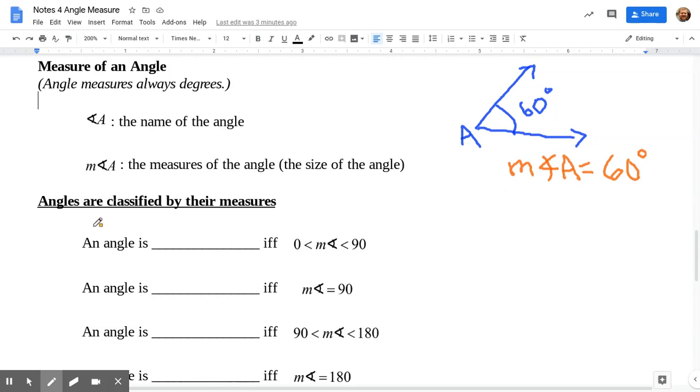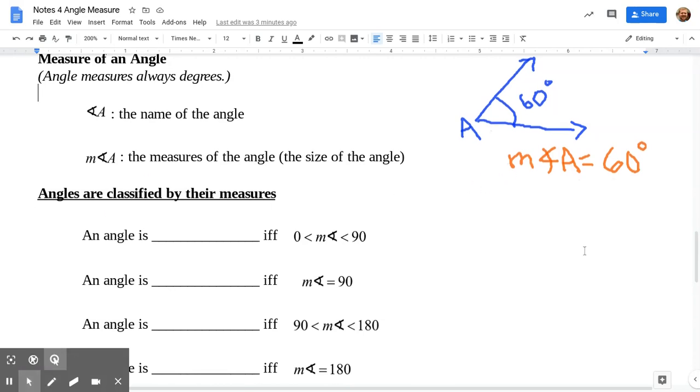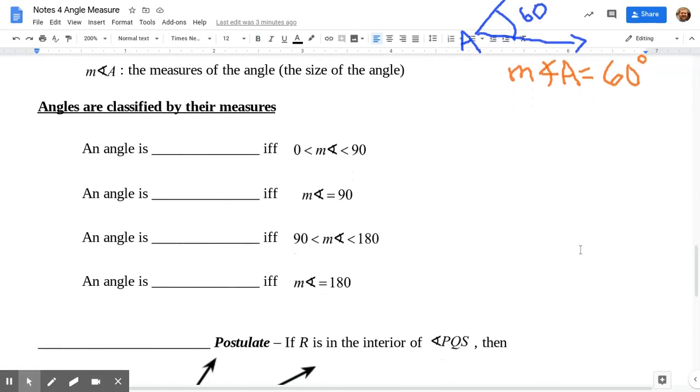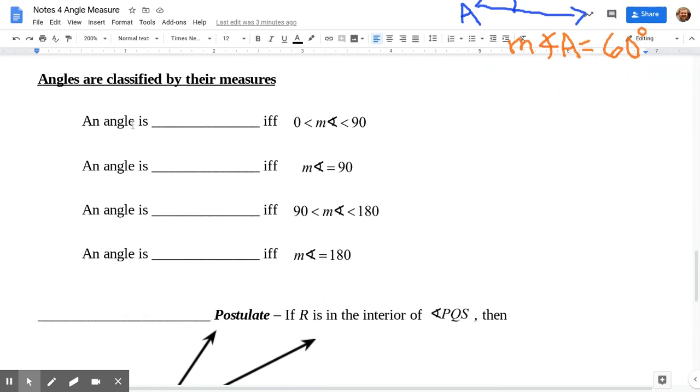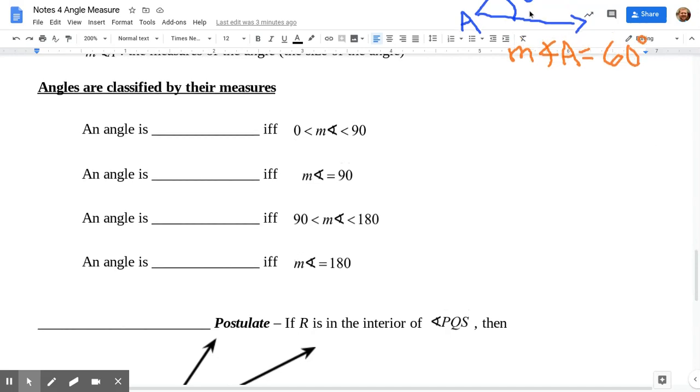Okay, so with our angles, we have 4 classifications that we're going to work with. First off here, if an angle has a measure that is between 0 and 90 degrees, so an example of that would be the 60-degree angle we just said, that is what we call acute. So an angle is acute if and only if it has a measure between 0 and 90 degrees. Let's go ahead and add that in.